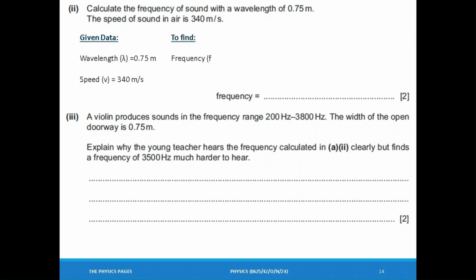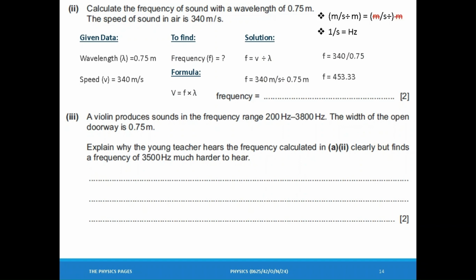We are required to find the frequency, f, using the formula v equals f times lambda. Rearranging for frequency, f, we get f is equal to speed v divided by lambda. Substituting the values, f equals 340 divided by 0.75, which results in 453.33. The units, meters per second divided by meters, give per second, which is known as hertz. Rounding to two significant figures, the frequency is 450 Hz.